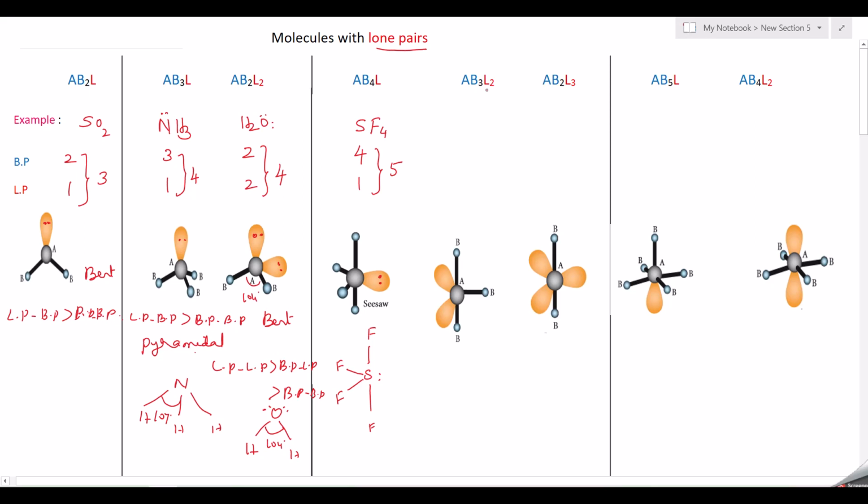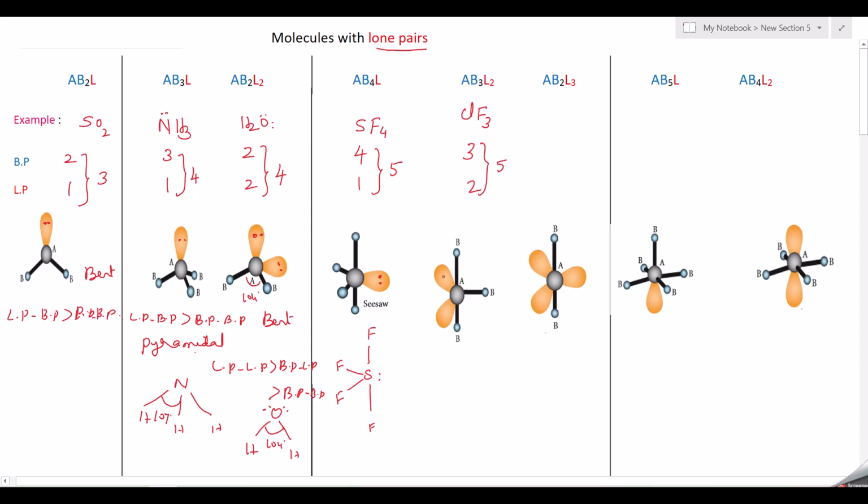Next we have AB3L2. Example for this one is ClF3 or BrF3. Chlorine is the central atom. 3 fluorine atoms are covalently bonded to chlorine, so the total number of bond pairs is 3, and you will have 2 lone pairs on chlorine. So the total number of electron pairs is 5. Expected structure is trigonal bipyramidal.